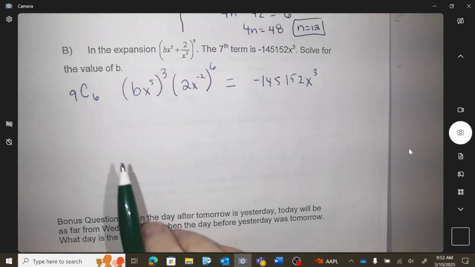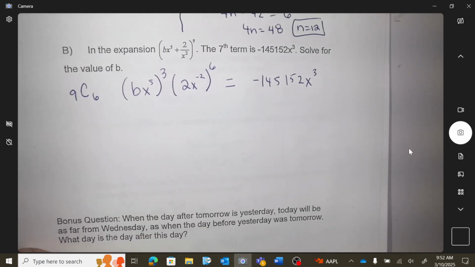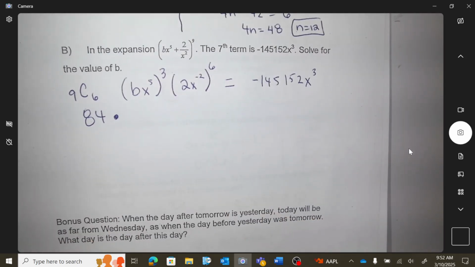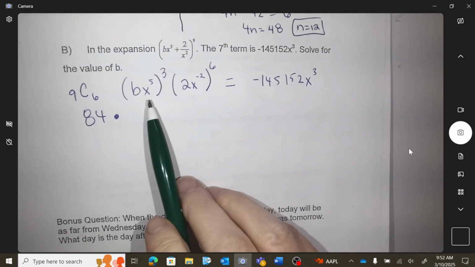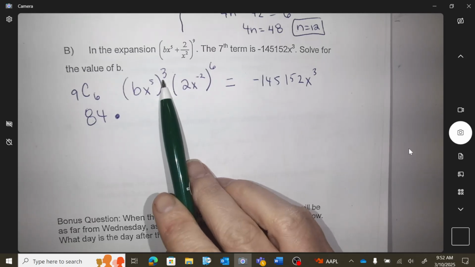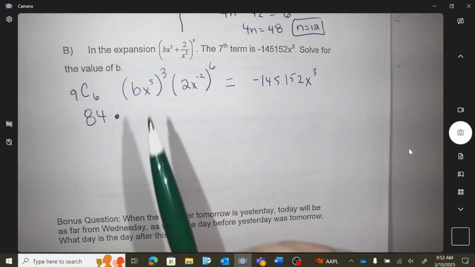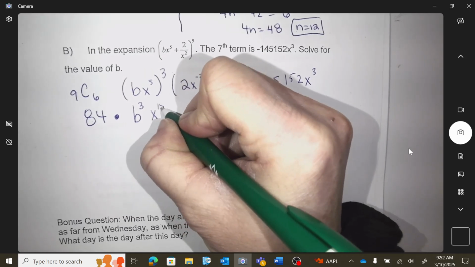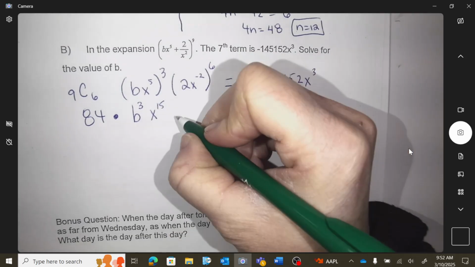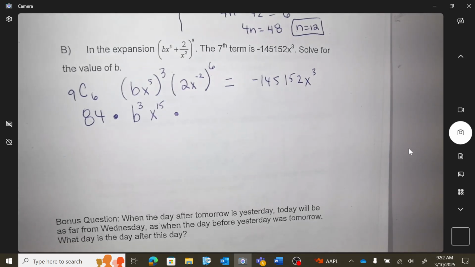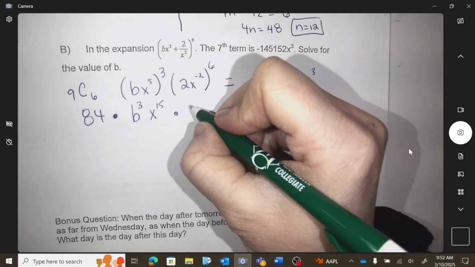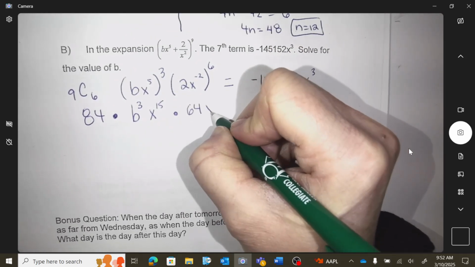Okay, so start your evaluating here. So 9 choose 6, 84. All right, well this number on this would be a b cubed, but I don't know that. So I'm going to leave it b cubed with an x^15. 2 to the 6th. 2 times 2 times 2 times 2. 64.